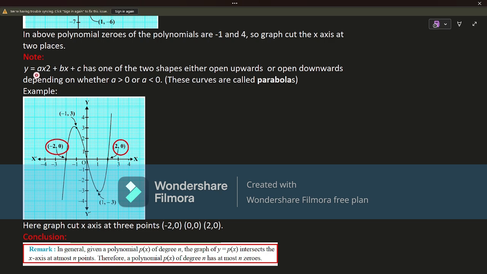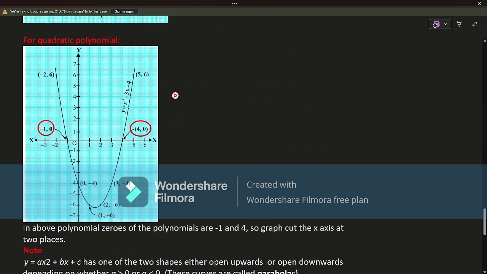For example, in this expression of a polynomial, if the a value is more than 0, then we will get the U-shaped quadratic polynomial. If the value of a is less than 0, then we will get the reverse U-shaped quadratic polynomial. See, for example, we can conclude here.